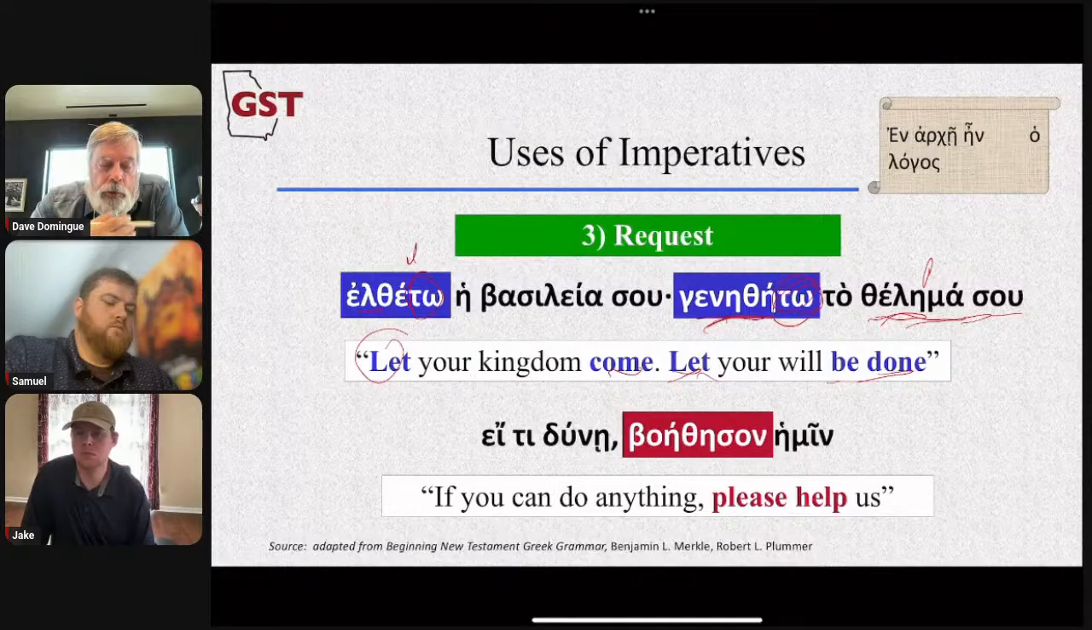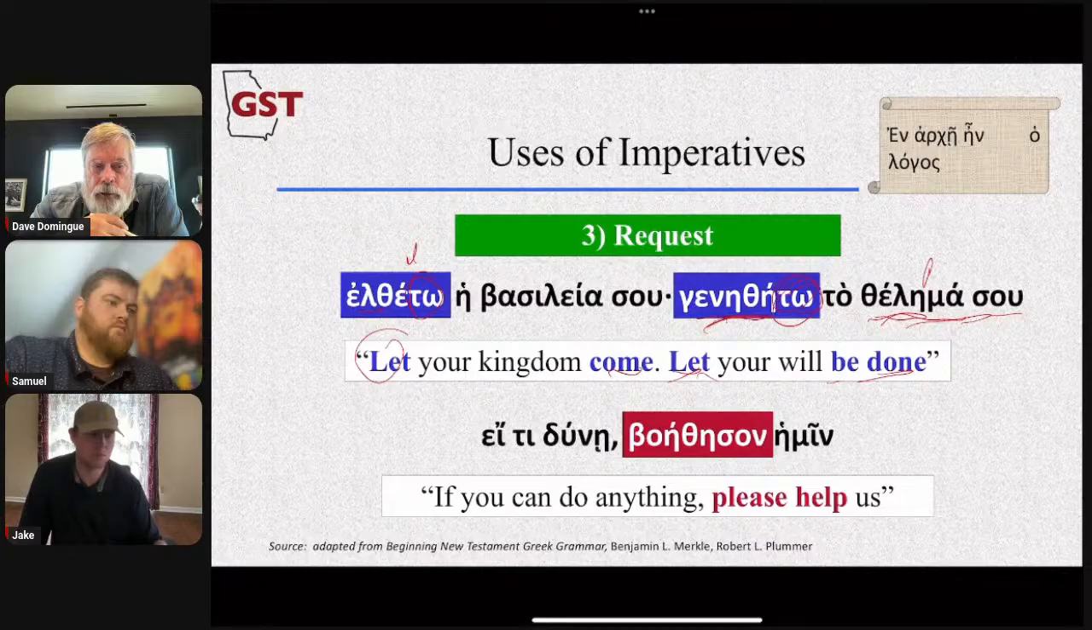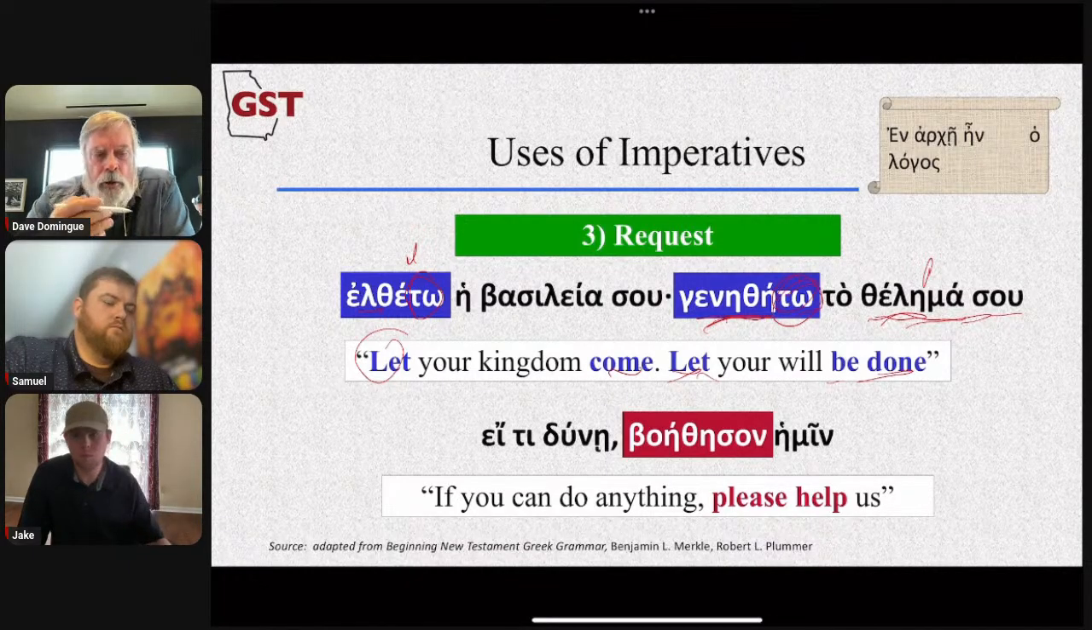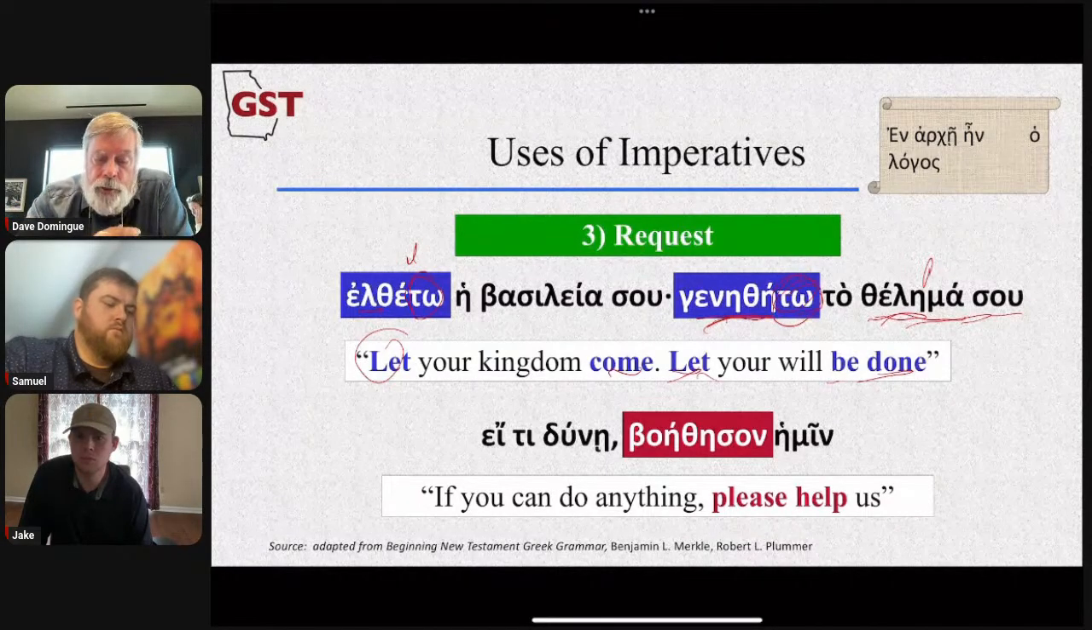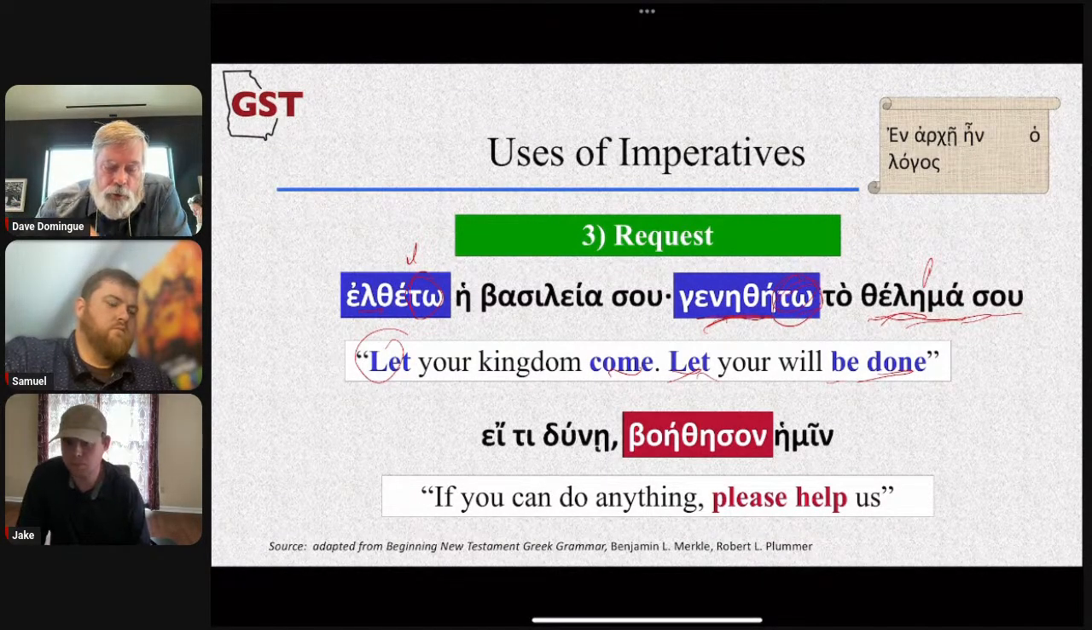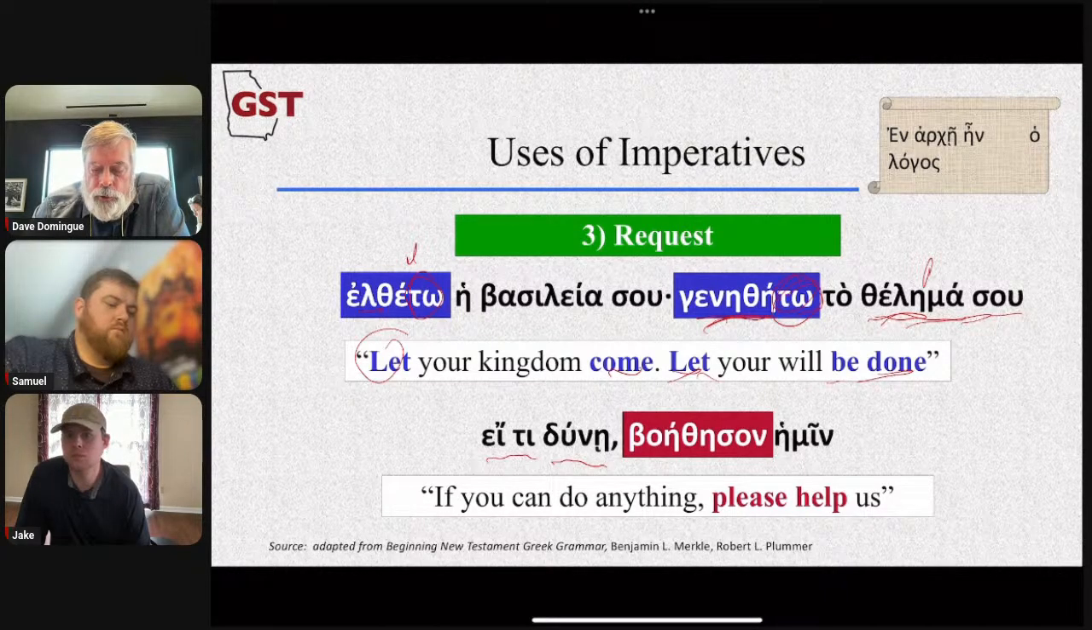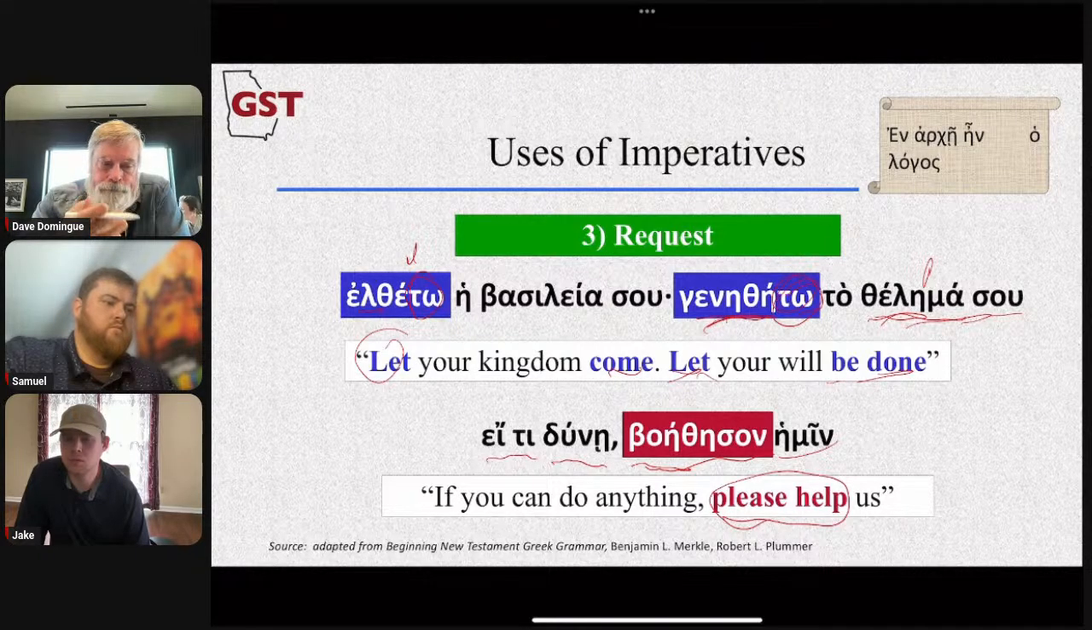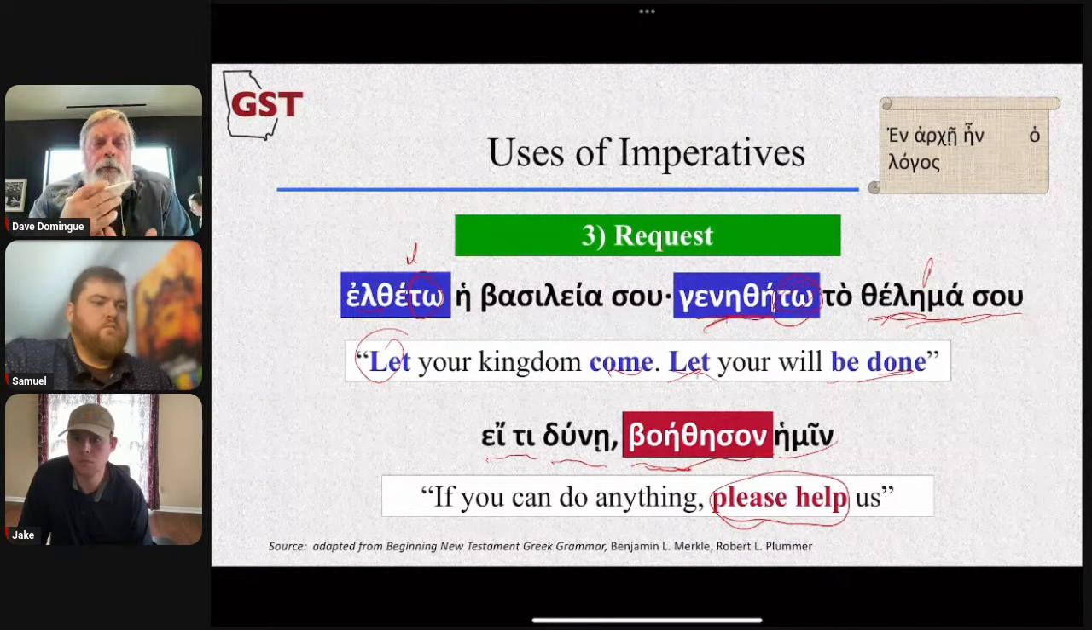And so you're making this request. You can't call it a command, but it's more than just a desire. It's a request, an entreaty. Let's do this, kind of thing. Let your kingdom come. Let your will be done. Also, dunai, boēthēson hēmin. If you can do anything, please help us. It's an entreaty. I'm entreating you. Help me, kind of thing.